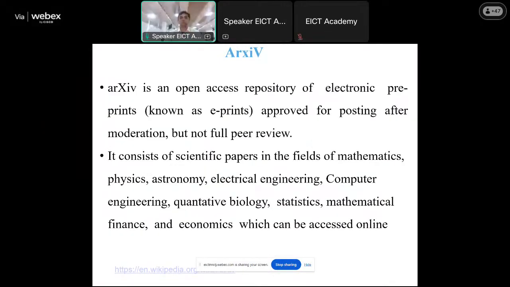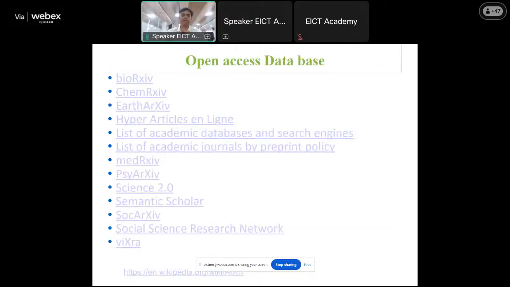So that is the meaning of the archive. There are various kinds of open access databases available where you can submit your articles. Biochemical, earth related, medical related, psychological related. All these are open access databases where you can submit the article as a preprint.